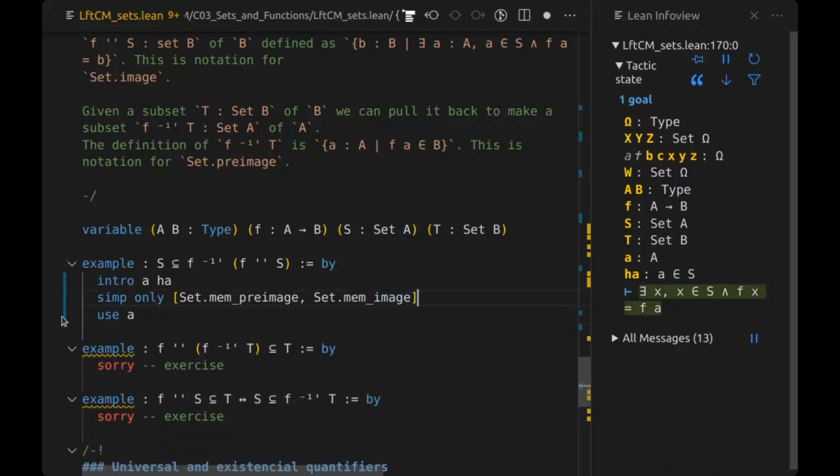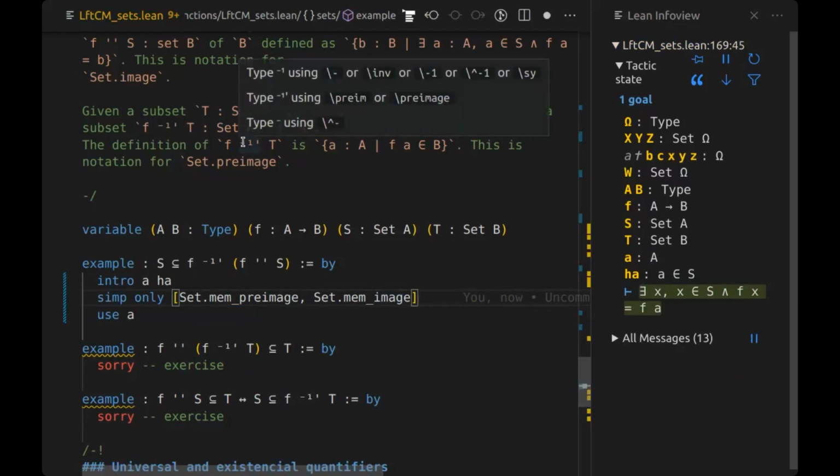And now we just have to use it. Is it about the -1? Yeah, so if you don't know how to write a symbol, you can just hover over it, and it will tell you different ways of writing it, right? So usually I write this with \int, but you can write it using each of these ways, okay?